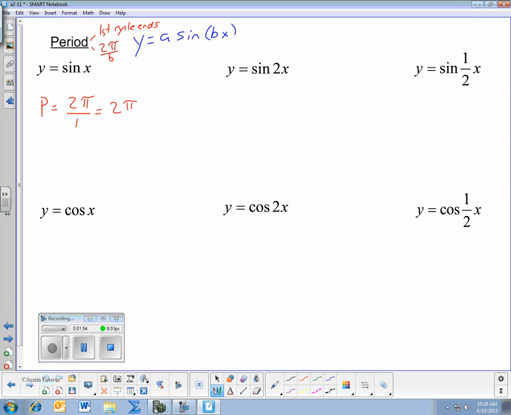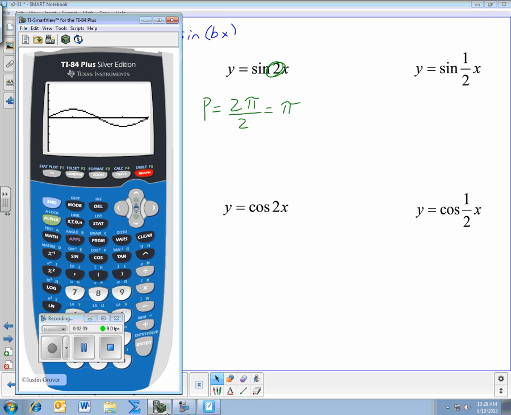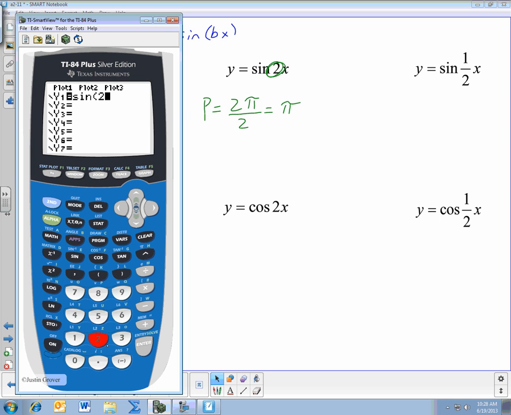Now, for your second example here, your period is 2 pi over your frequency, or b, which is 2, so the period is pi. And what this is telling you is where your first cycle ends. And so let's graph sine 2x from 0 to 2 pi. And when we talk about where our first cycle ends, we're always talking about beginning from the origin.